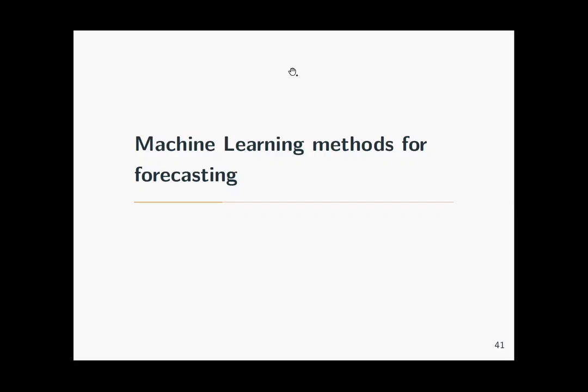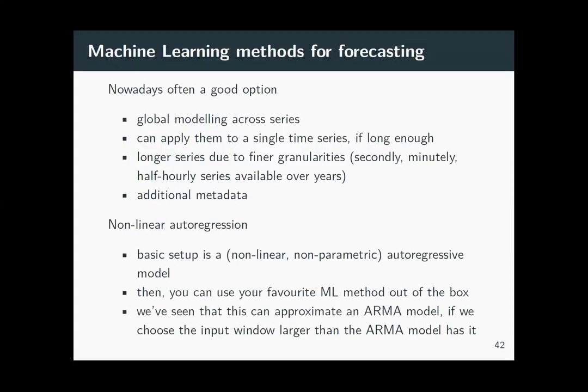Okay, machine learning methods for forecasting. Yes, exactly, it is very similar to multitask learning. So we've seen nowadays that they work. I think in the forecasting field there's no question anymore whether they work. If you do global modeling, you can also use them for single time series if they are long enough. If you have one time series that has 500,000 data points, absolutely use machine learning models.